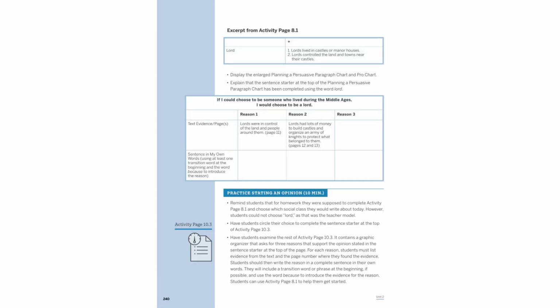Lords in the Middle Ages lived in castles or manor houses, controlling nearby lands and towns. They had wealth to build castles and organize armies of knights for protection. Students should use a graphic organizer to list 3 reasons supporting their opinion, citing text evidence and using transition words, and because to introduce evidence.